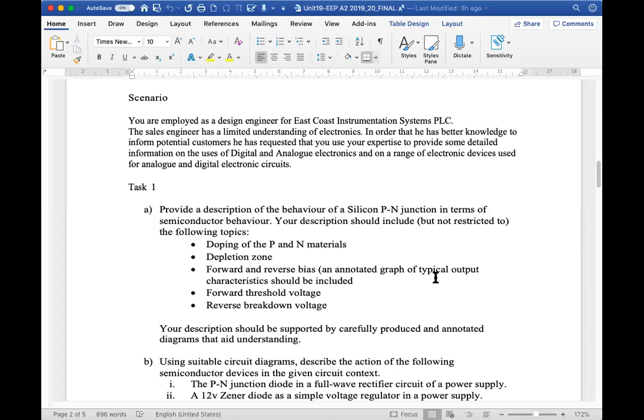And the bipolar junction transistor as a switch. That's not looking for PN semiconductor theory in that task. Okay, it's not looking for that. It's the action of that device, how it works in a circuit.